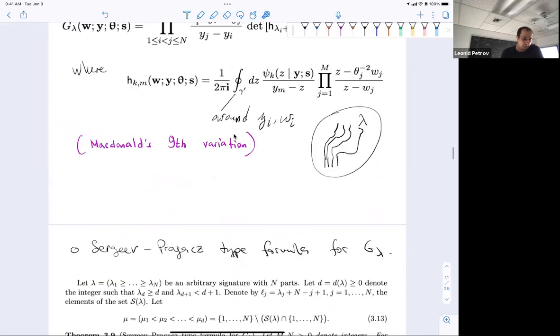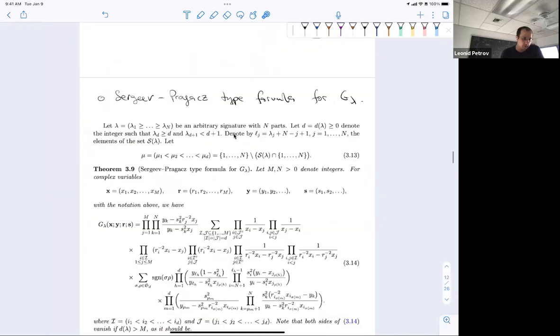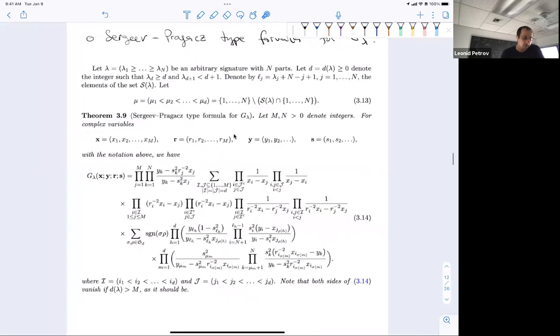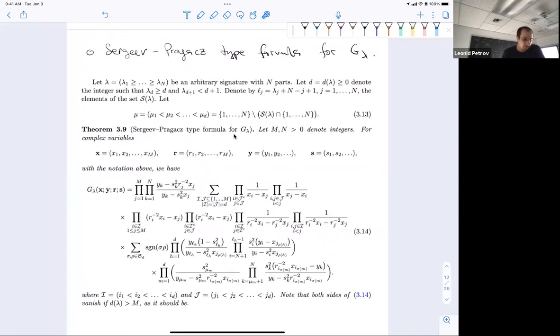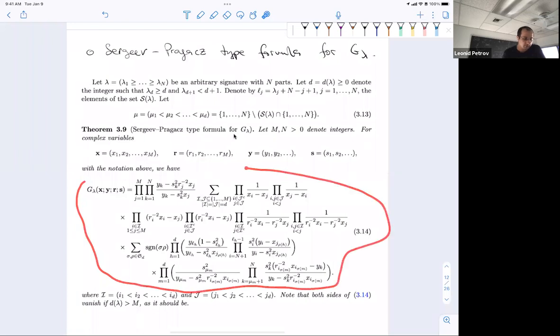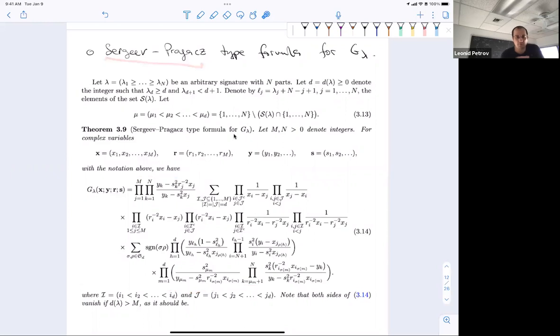A lot of other work gives you a different explicit formula for G, which is very big, so I'm not going to comment on the details. We call it a Sergeev-Pragacz type formula because for supersymmetric Schur functions, there is a formula which involves summation over pairs of permutations and pairs of subsets. So you take two subsets, then you sum over pairs of permutations, where D is the length of the diagonal in the Young diagram lambda.